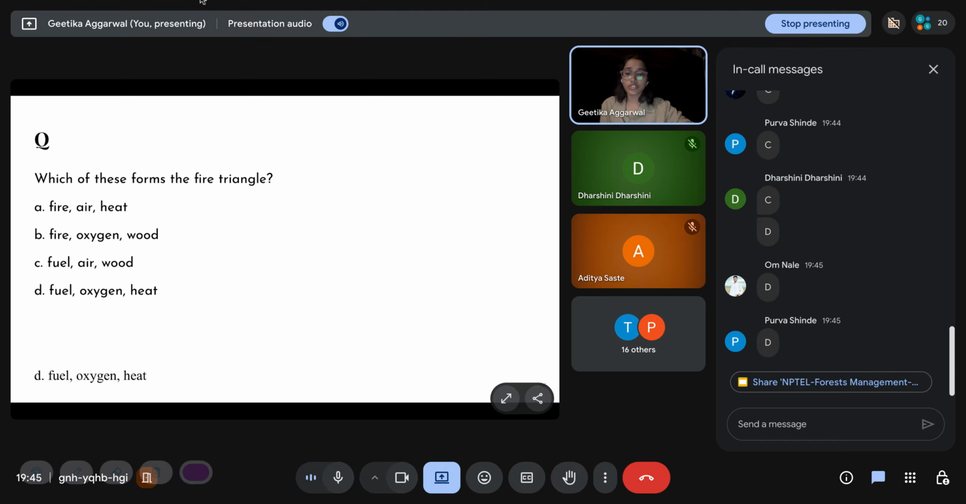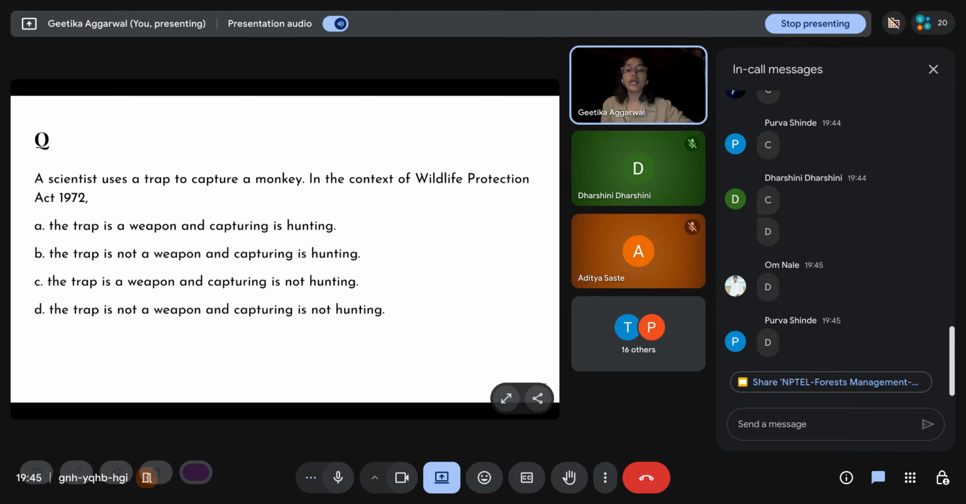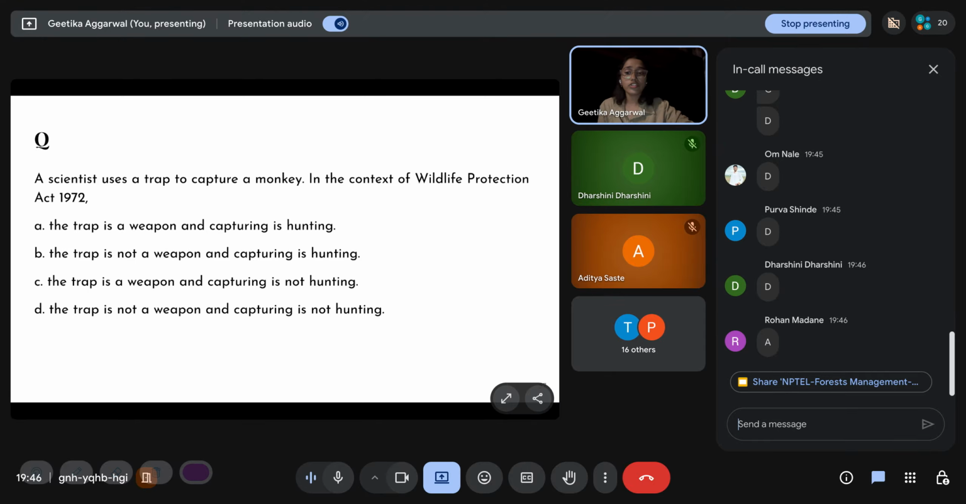Fuel, oxygen, and heat. Now, next question. A scientist uses a trap to capture a monkey. In the context of the Wildlife Protection Act, trap is a weapon and capturing is hunting. Trap is not a weapon and capturing is hunting. Trap is a weapon, capturing is not hunting. Trap is not a weapon, capturing is not hunting. So, under the Wildlife Protection Act, which of these is happening here if a scientist uses a trap to capture a monkey?